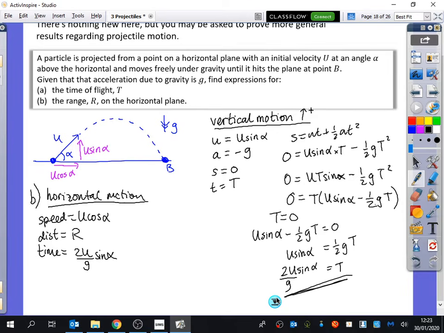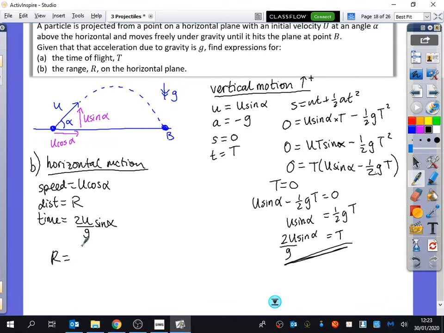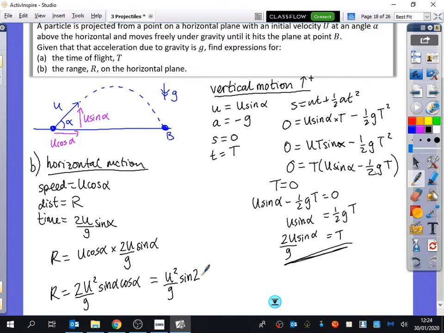Speed times time. So if I want to find out the distance, it is equal to u cos alpha multiplied by 2u over g sine alpha. And I want to simplify this. So I have 2u squared over g sine alpha cos alpha. You can put the 2 sine alpha cos alpha as a double angle. Good. The 2 sine alpha cos alpha becomes just sine 2 alpha. So you get u squared over g sine 2 alpha.